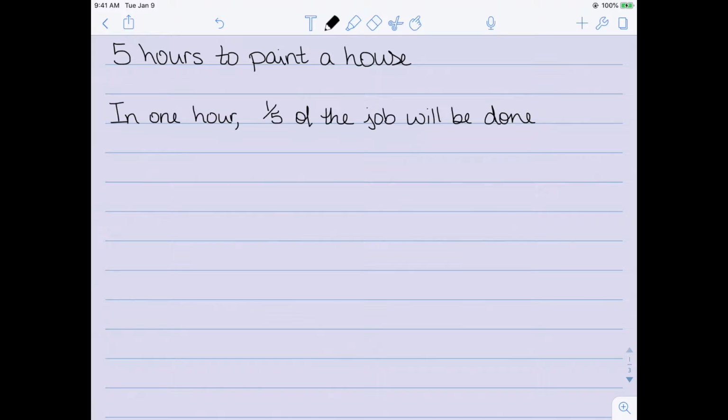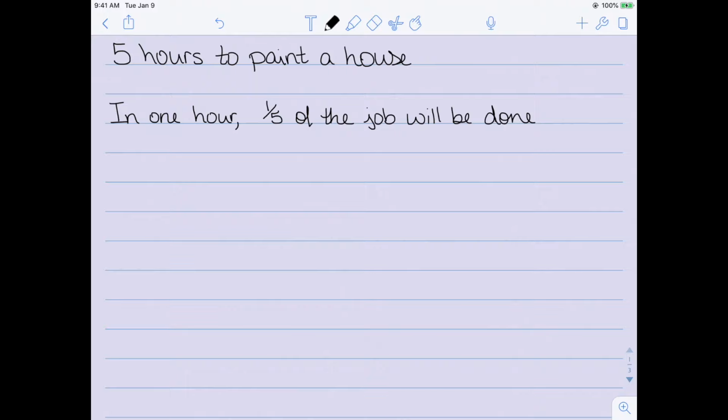The next type of problem we'll look at are problems that involve the time it takes several workers to complete a job. To show the idea of these problems, let's suppose it takes someone 5 hours to paint a house. In that case, in 1 hour, a fifth of the job will be done. A fifth of the house should be painted.